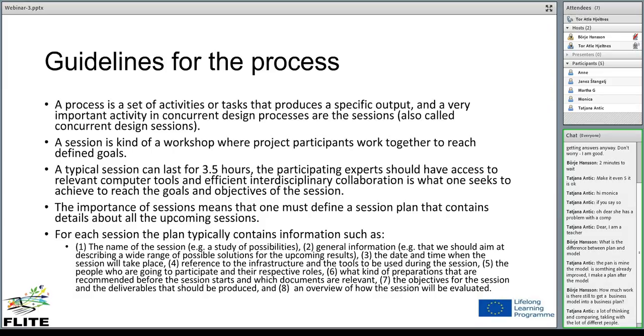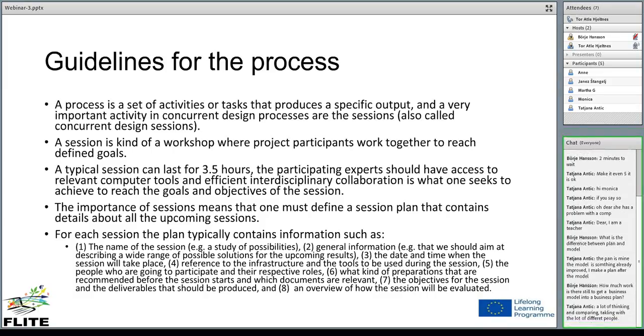When we work in a physical room, we usually say that the session should be about 3.5 hours. And during those 3.5 hours, one should work together trying to reach the goal of the session. Since you are going to work online, I think it might be a good idea if you plan sessions for about maybe 2 hours, because it's a lot more challenging working together online, listening to each other and so on.